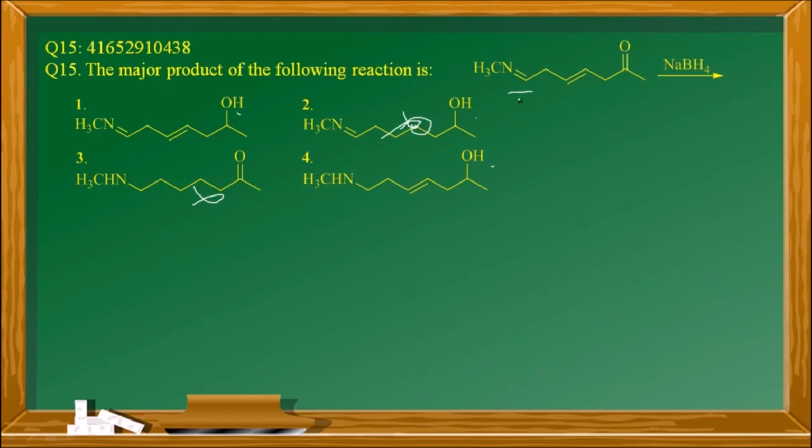Then next, imines to amine. So the double bond will be there, but imines to amine. That means option number 4. It reduces imine to amine and ketone to alcohol. Imines to amine? No, friends. So this is also not correct. So option number 4, that means sodium borohydride reduces ketone to alcohol and imine to amine, is the correct option, friends.